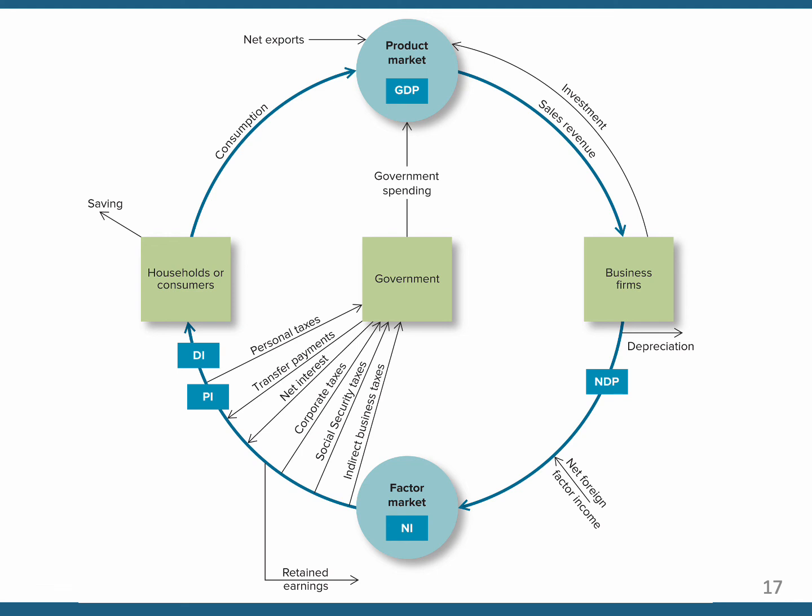Well, you have government in the center there, because they are pulling some money out of the economy and putting other money back into the economy. So that's what these arrows at the lower left are showing you. Indirect business taxes take money out of the economy and go to the government. Social Security taxes come out of the economy. Corporate taxes, same thing. Net interest goes into the economy. Transfer payments like Social Security, welfare, and unemployment compensation go into the economy from the government. And then personal taxes is another example of money coming out of the economy. So that's how the government interacts in the circular flow model.